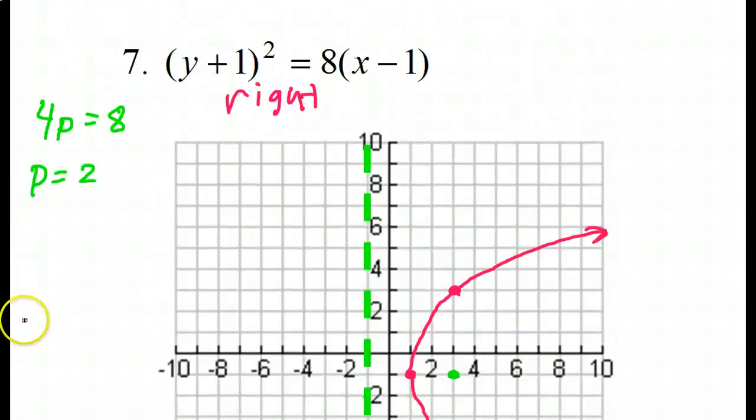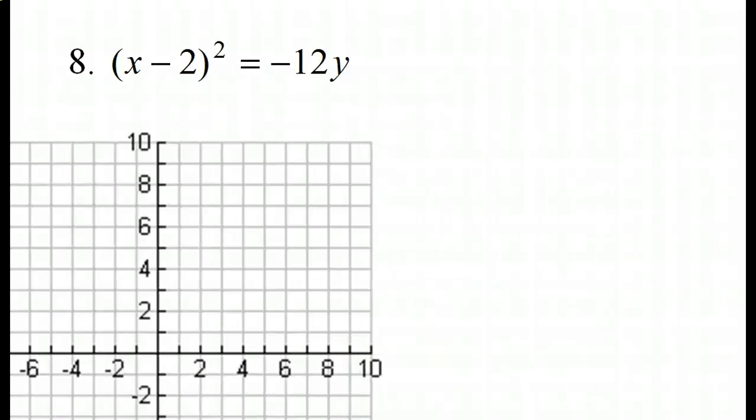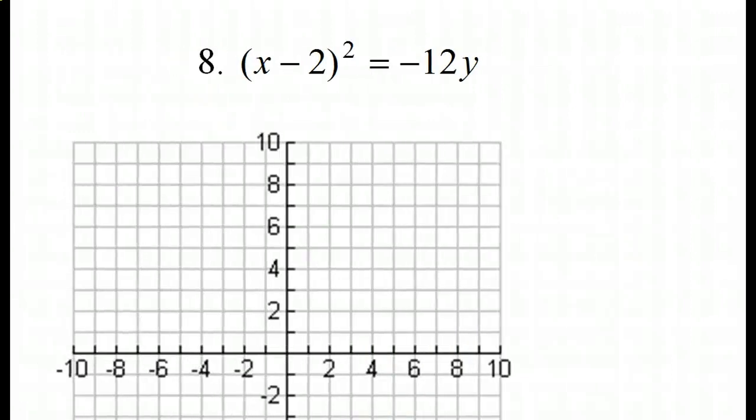Number 8. Okay, so for number 8, is this up, down, left, or right? I see the x squared. The first parabola we ever learned was y equals x squared. So that's looking normal to me. So I know it's going to be either up or down. With the negative on the 12, that makes it down. This has nothing to do with it. So I know it's going to be down.